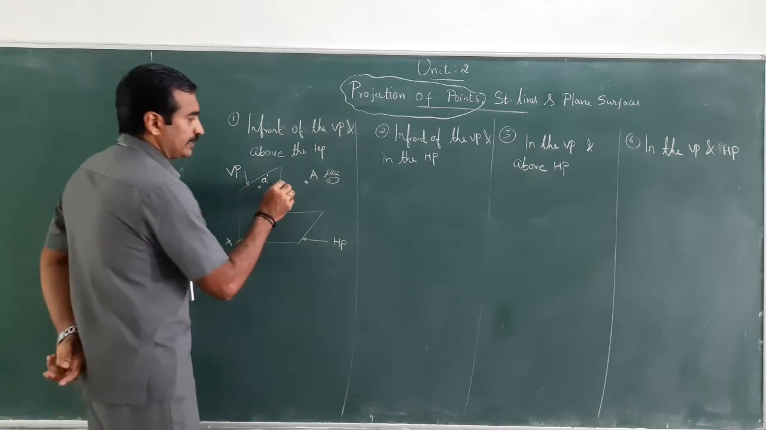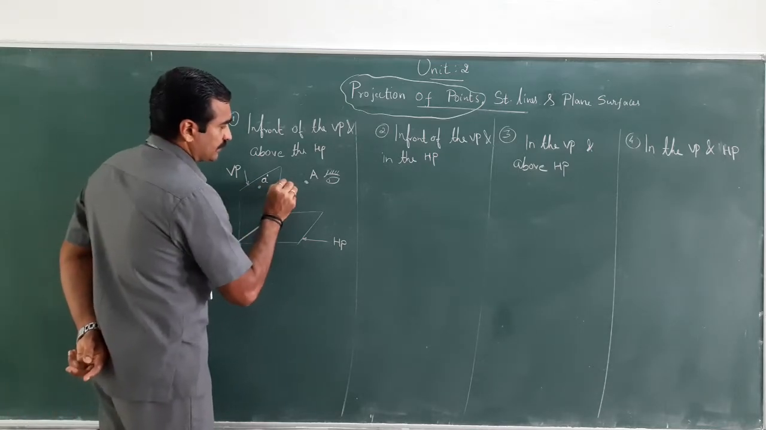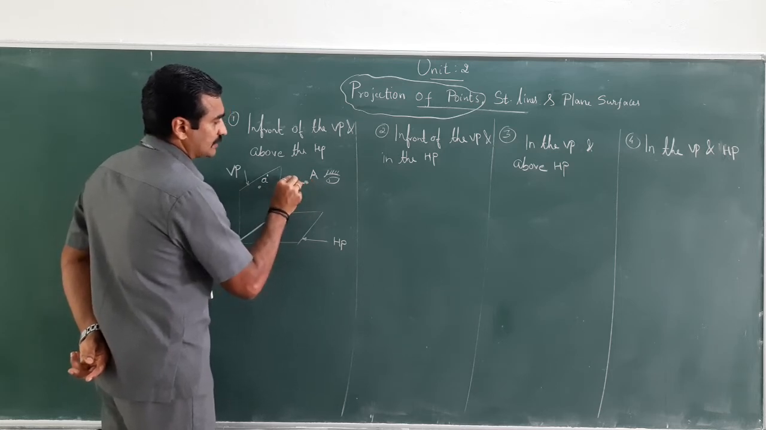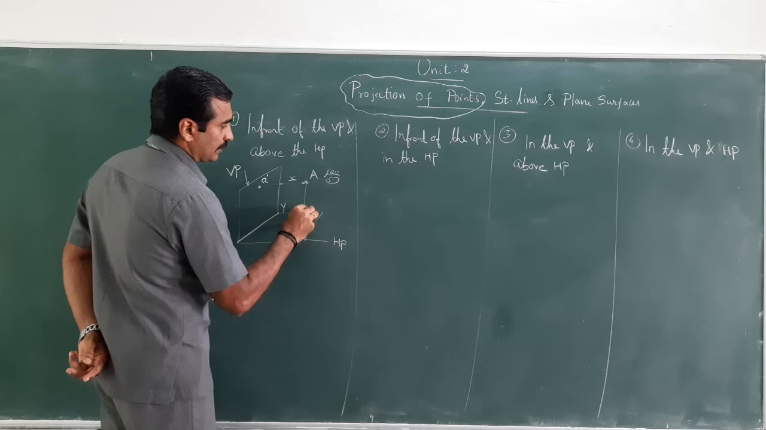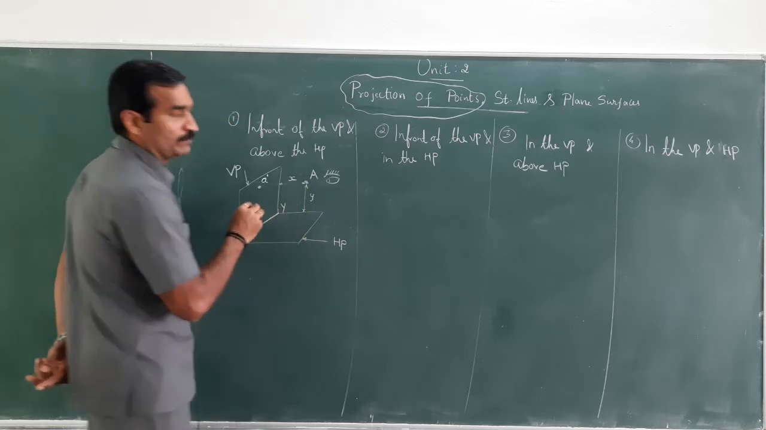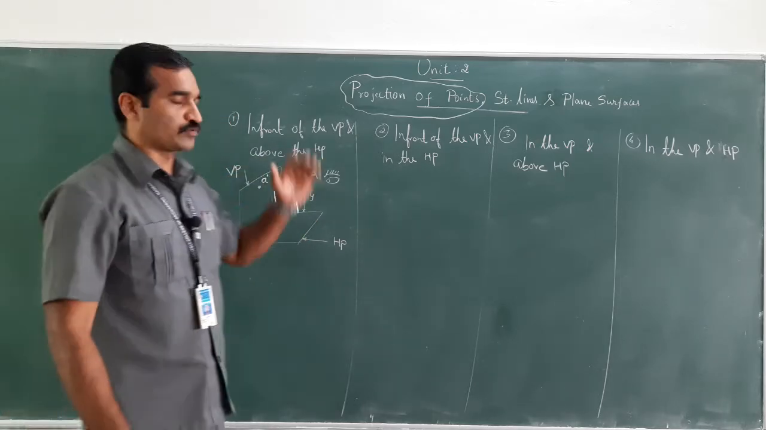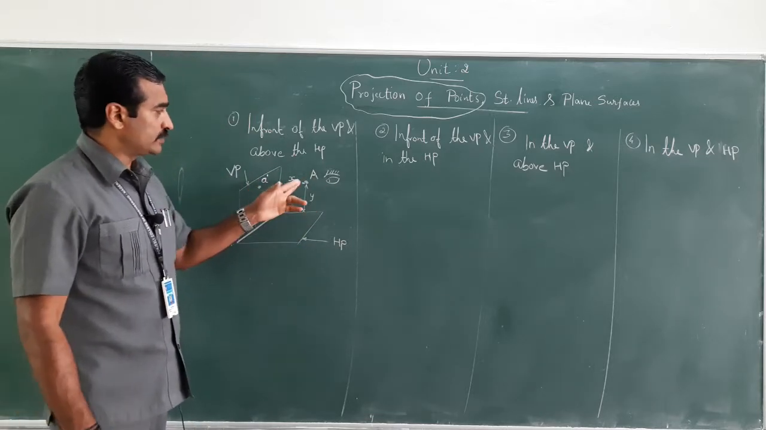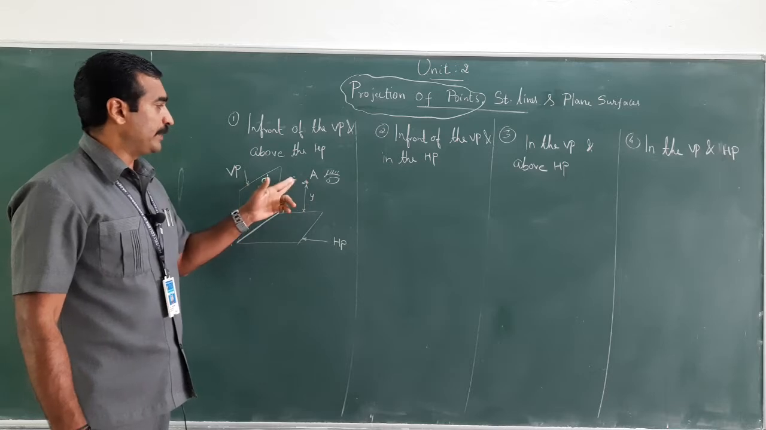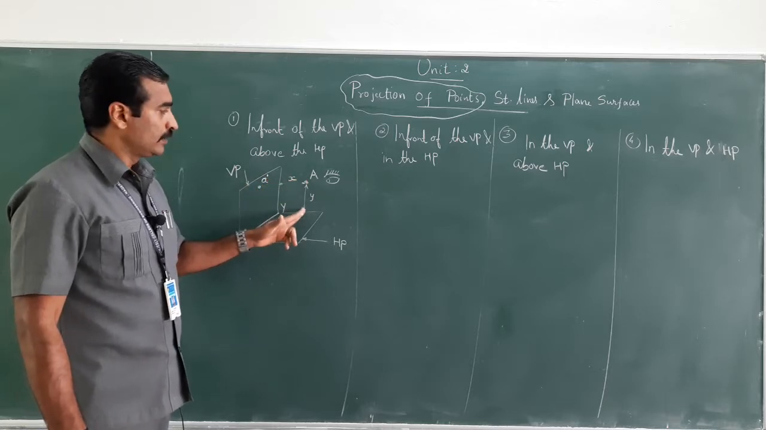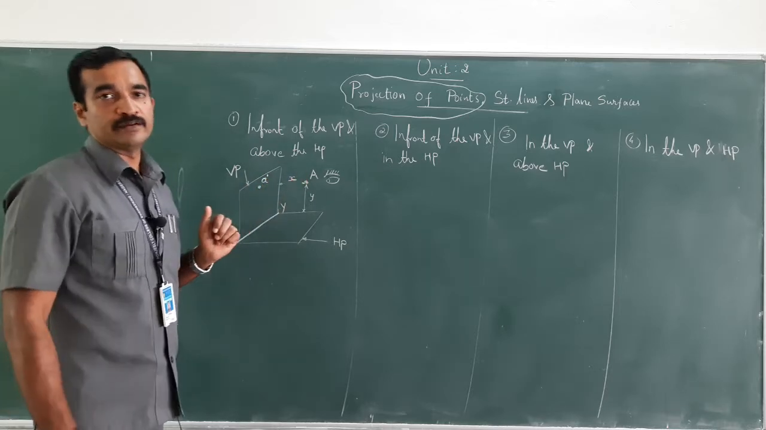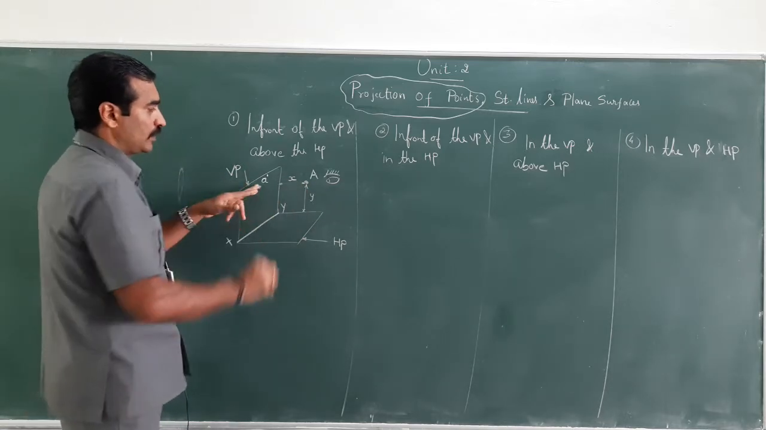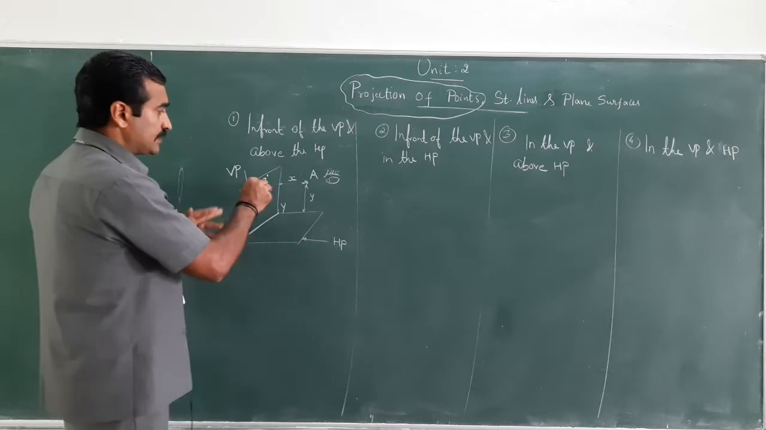And let me just give the position of this one. This can be denoted as X and this can be denoted as Y. Some distance from the VP and some distance from the HP, right. So the distance in front of the VP is denoted X and the distance above the HP is Y. So the projection which is obtained on A dash is the front view.